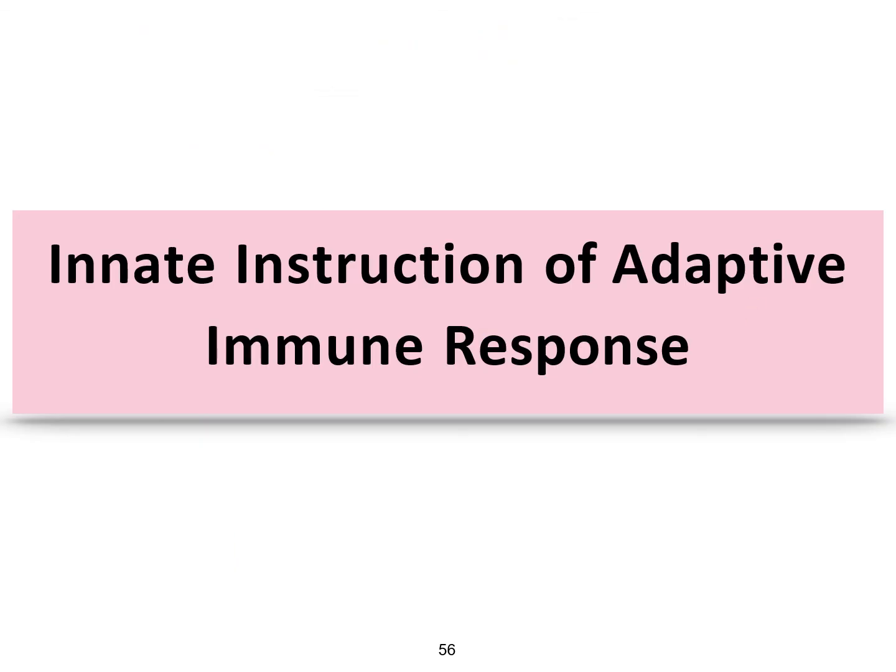Lastly, innate instruction of the adaptive immune response. What is this instruction of the adaptive response by innate immunity? In the first slide I told you that innate immunity is present in plants, earlier invertebrates and insects, and also in vertebrates. This system is triggered by receptors that bind sequences of sugars and lipids which are present on bacteria and other organisms, but are not found in eukaryotic cells.